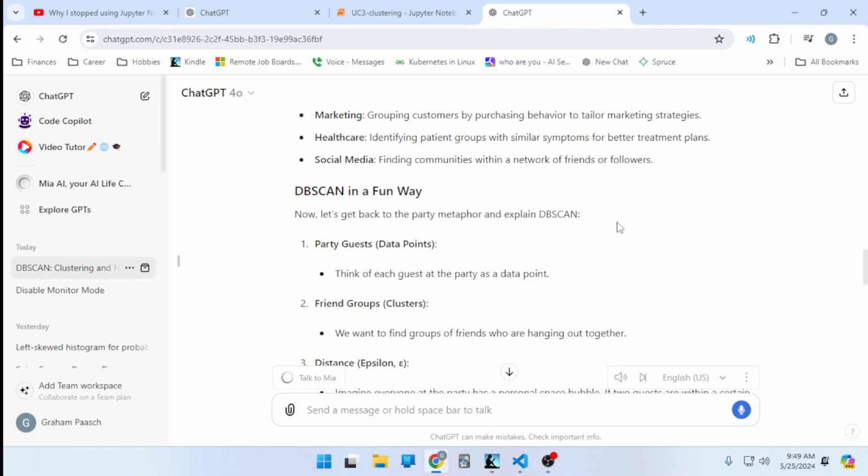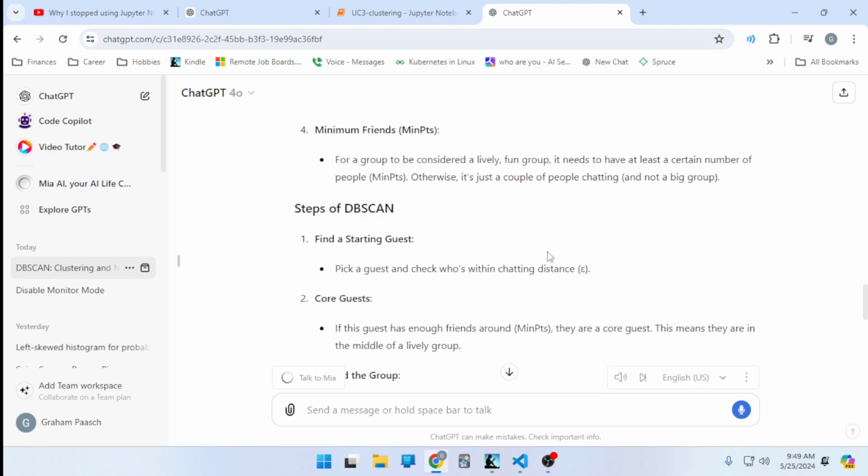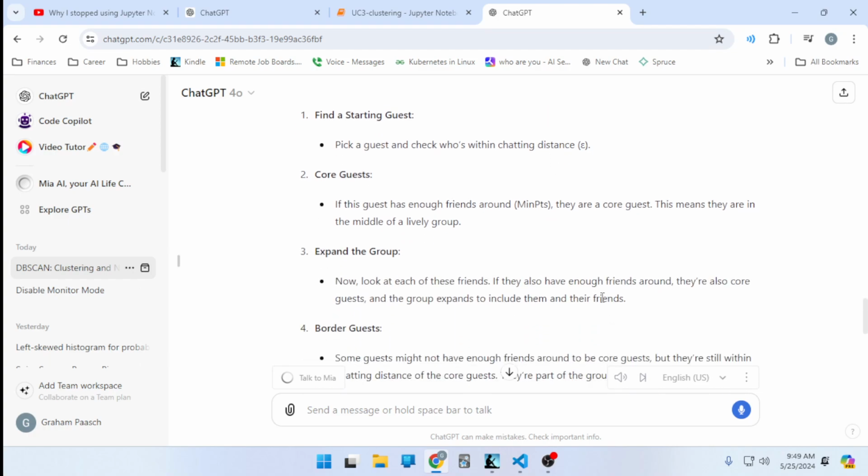Minimum friends, min points. For a group to be considered a lively, fun group, it needs to have at least a certain number of people, min points. Otherwise, it's just a couple of people chatting, and not a big group. Steps of DBSCAN: find a starting guest, pick a guest and check who's within chatting distance, epsilon. Core guests. If this guest has enough friends around, min points, they are a core guest. This means they are in the middle of a lively group.